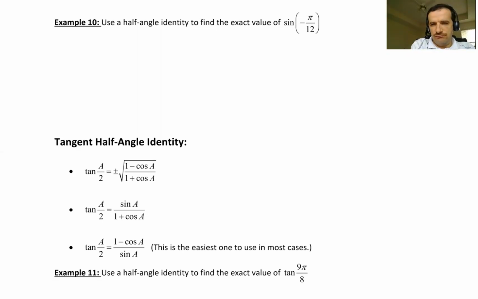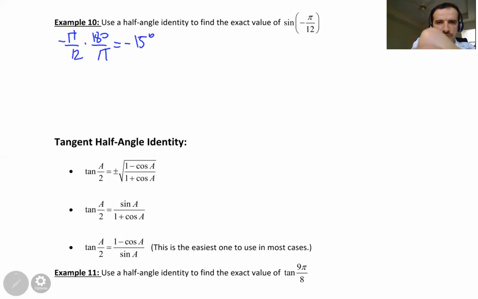First of all, negative pi over 12, let me convert this to degrees. Negative pi over 12 times 180 over pi equals negative 15 degrees, right? And 15 is half of 30 degrees. And we know what sine of 30 or cosine of 30 is. So 30 is a special triangle anyway, so we can use the half angle formula.